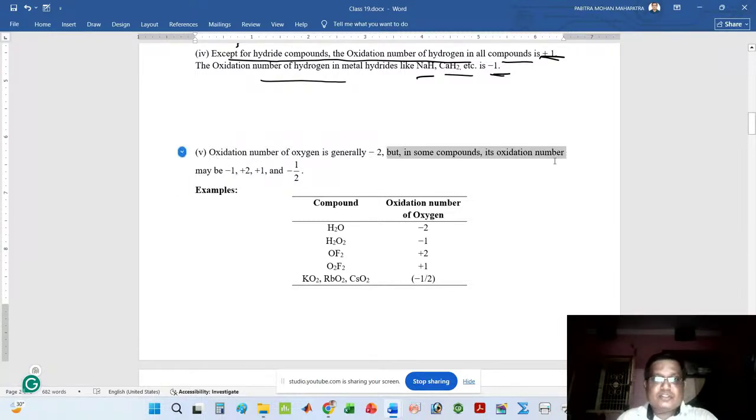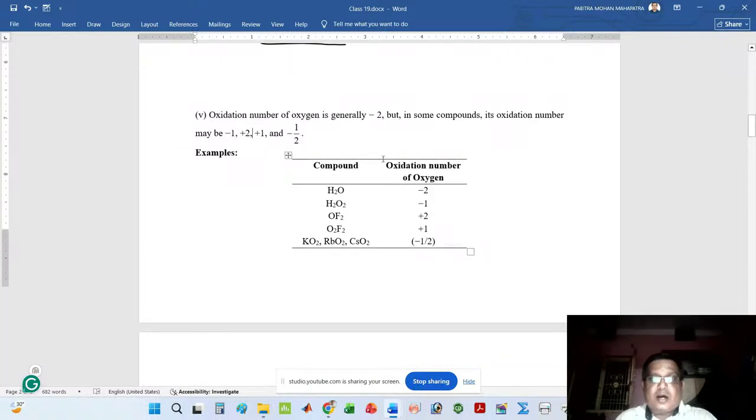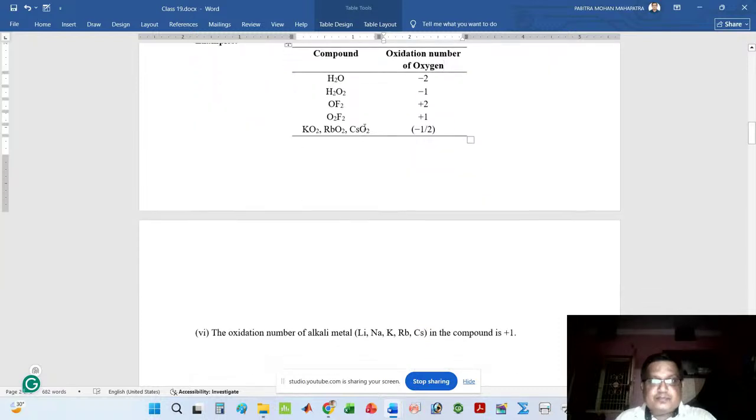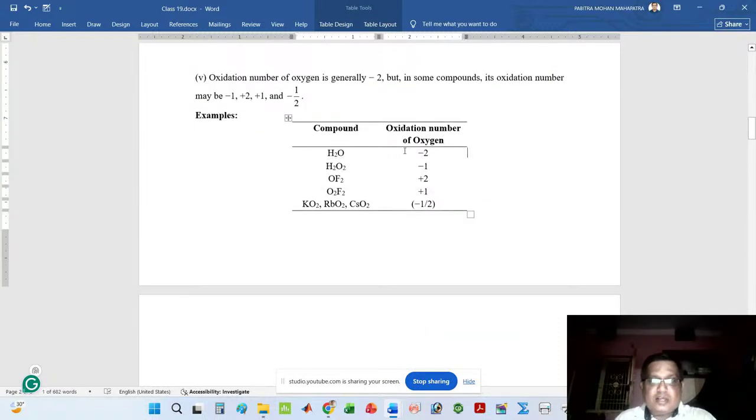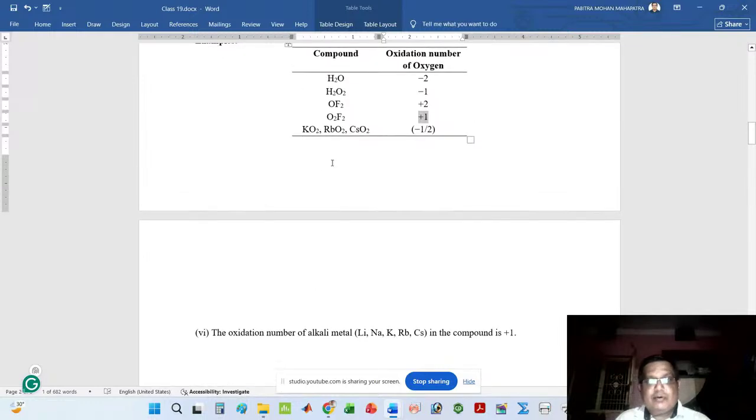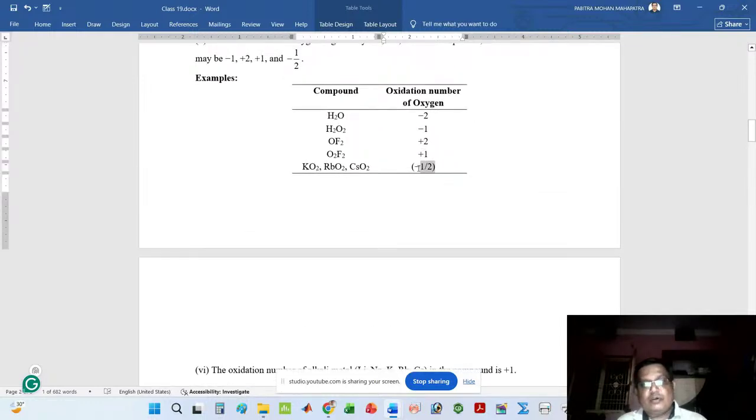Next, another rule is your oxidation number of oxygen is generally minus 2. But in some compounds, its oxidation number may be minus 1, plus 2, plus 1, and minus half. Look at that. How the oxidation number of oxygen is varied. In water molecule, the oxidation number of oxygen is your minus 2. But in hydrogen peroxide, the oxidation number is your minus 1. In case of OF2, the oxidation number of oxygen is your plus 2. In case of O2F2, the oxidation number is your plus 1.